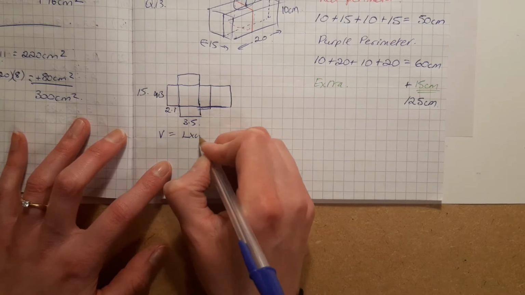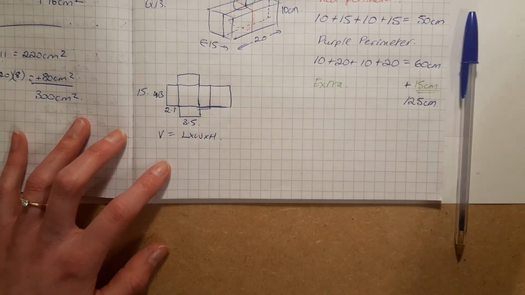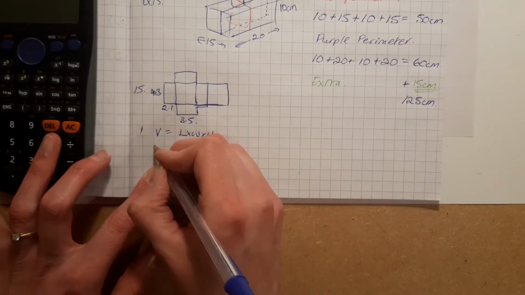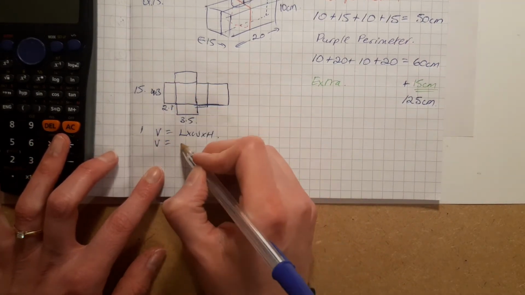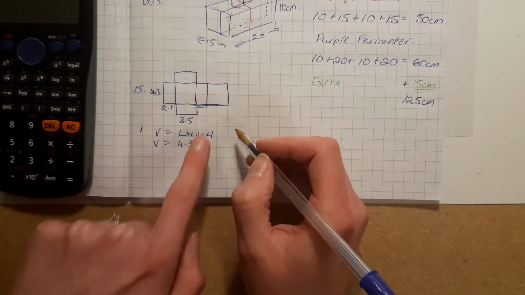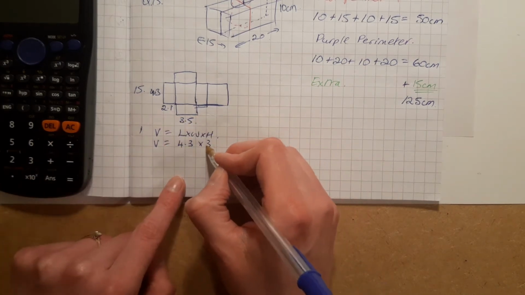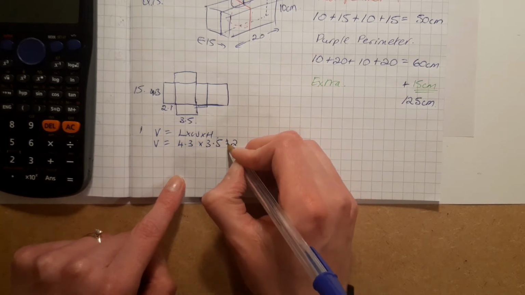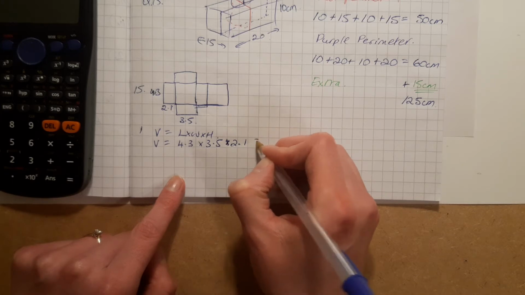The volume is an easy one. It's the length by the width by the height. And we're asked to correct it to 1 decimal place, and this is part 1 of the question. The length of it is the longest bit, so it's 4.3 by the width of it, which is 3.5. And the 2.1 is how tall it is. So I multiply by 2.1.